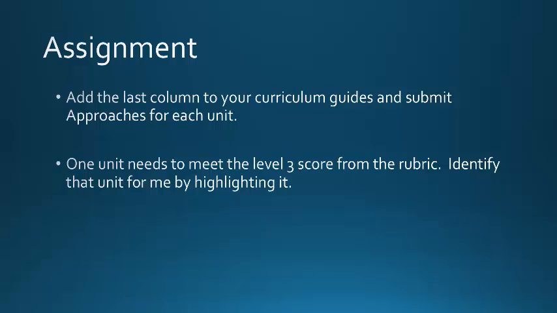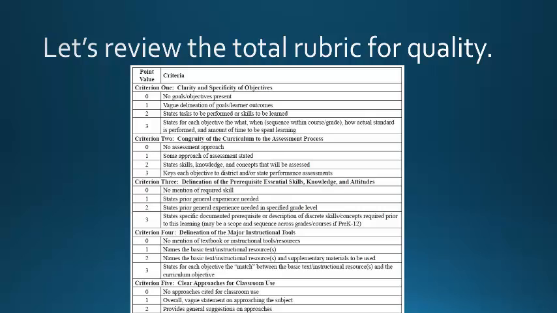One unit needs to meet a level 3 from the rubric. Identify that unit by highlighting it for me. What this means is that now that you're done, I want you to go back and look, and I want you to identify one unit in there, and I want you to concentrate on that one unit and highlight it within your curriculum guide. You know, just color the background yellow or something. And I want you to get every criterion up to a 3 within that unit. So that means going back to this checklist here, this rubric, and seeing what it takes to get a 3.